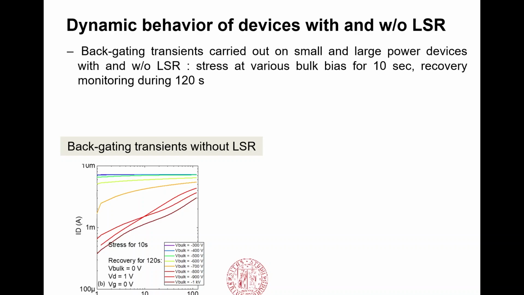So this is basically you stress for 10 seconds and then you monitor the recovery for 2 minutes. Okay, so that's what they do here for 2 minutes. So you have the current over time. So for low bias, you see that there's low trapping. And if you increase the bias, let's say beyond 600 volts, then you start to activate traps, which is kind of expected for this buffer.